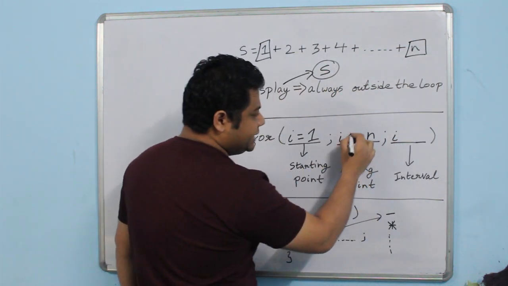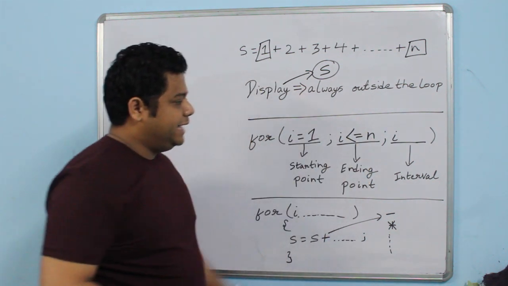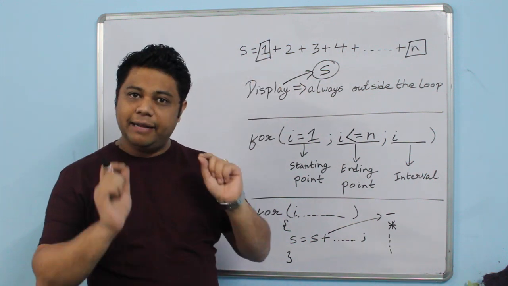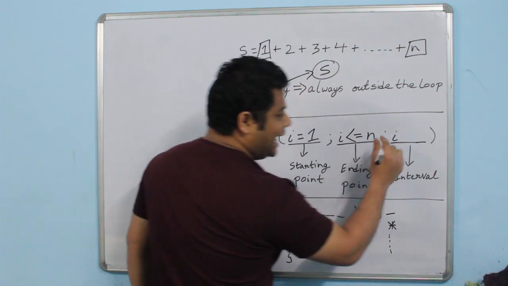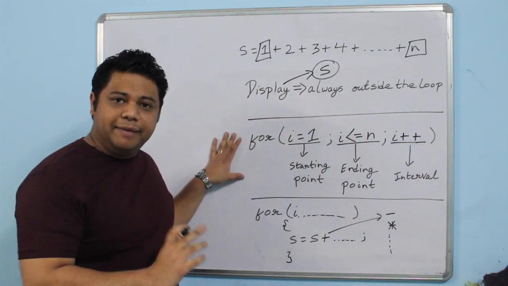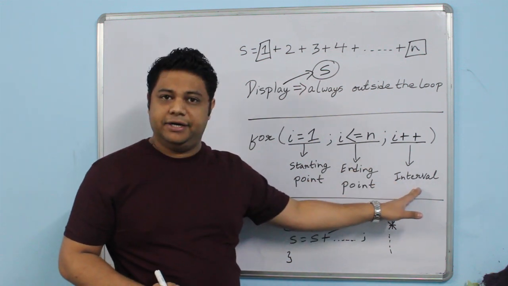And we know n is greater, so this rule we already know: i will be less than or equal to n. And for the interval, the value of i will increase by 1. Every time the value is getting increased by 1. So this will be i plus plus. So this is how we frame the loop using the starting point, ending point and interval.